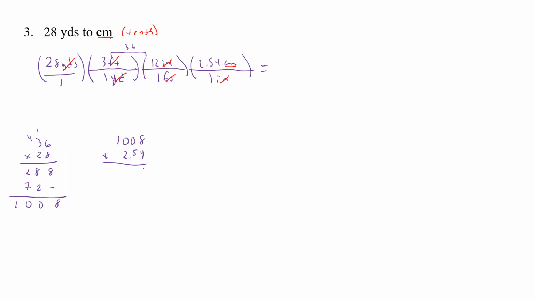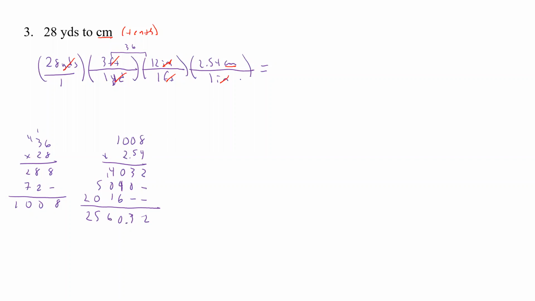So 8 times 4 is 32. Then there's a 0, then there's a 4, then there's a 40. X and a 4, so that's 10, 4, 5, 6, 5, 2. And so 2 decimal places puts that there.